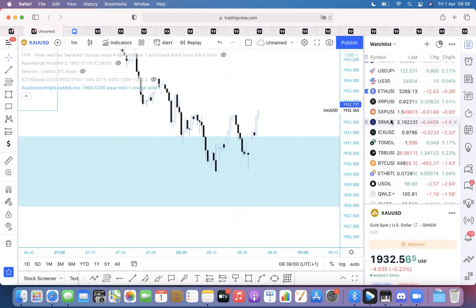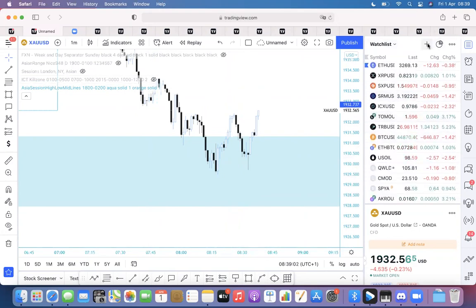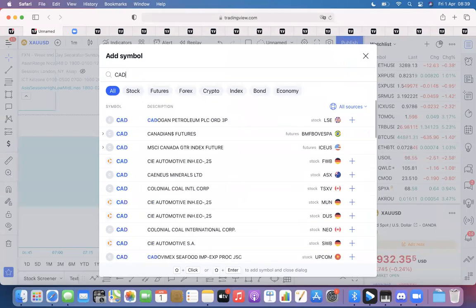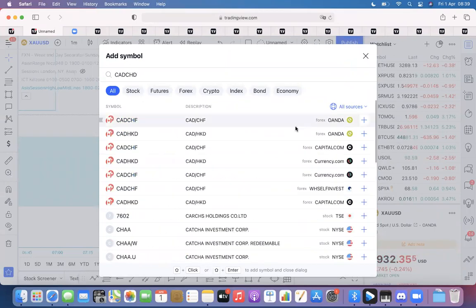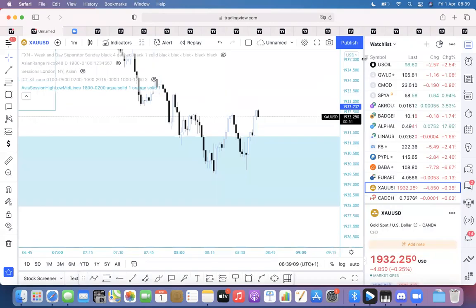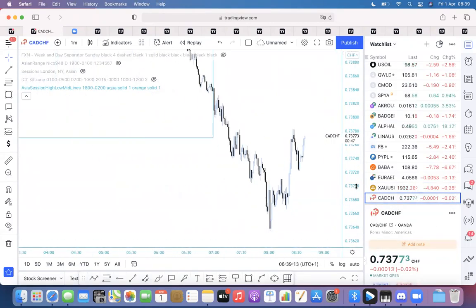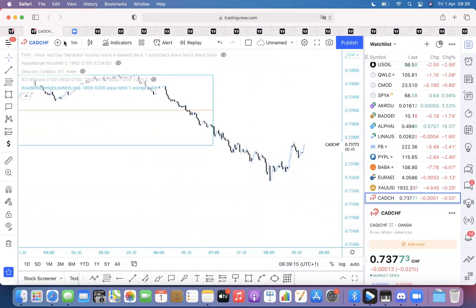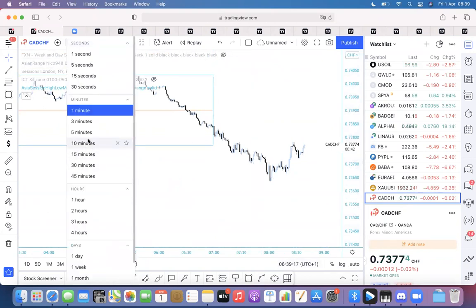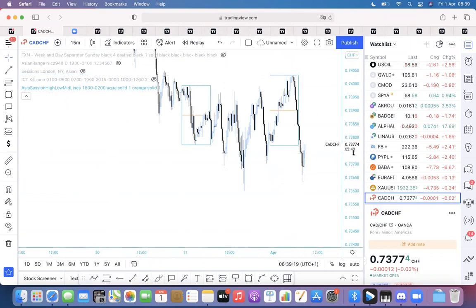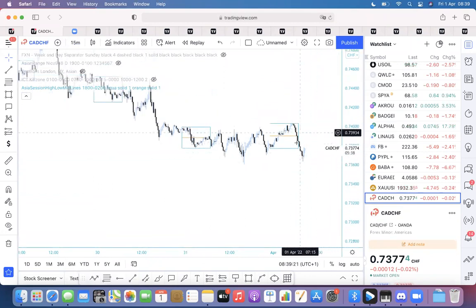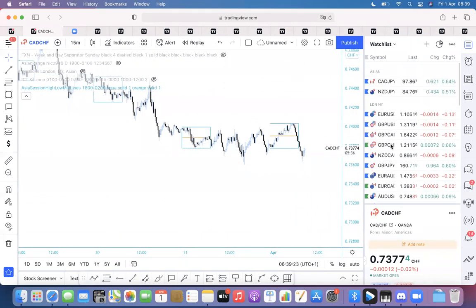And CAD CHF, which I don't have. I don't know why I don't have it anymore. Which was great also. Very good. The people who sent me these two analyses, these were very good. Really liked both of them. No matter what happens next, they were correct.